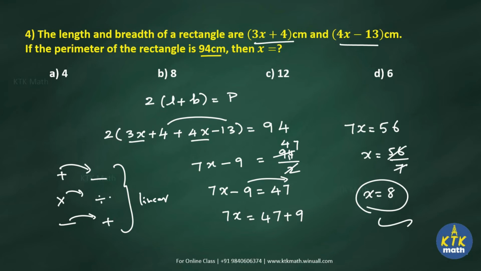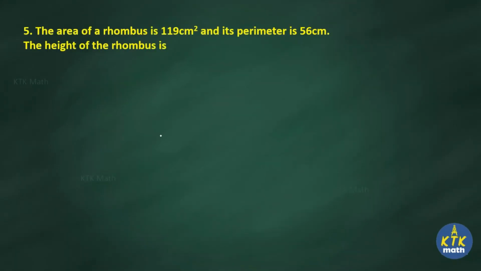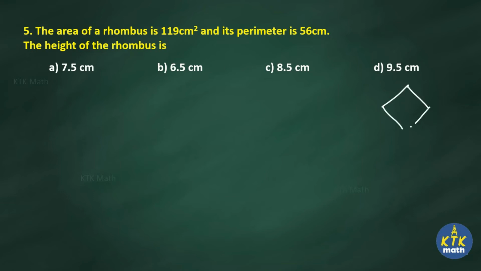Now let us move to question number 5. The area of a rhombus is 119 centimeter square and its perimeter is 56 centimeter. The height of the rhombus is asked. I hope you have an idea about a rhombus. In general we use this diagram for a rhombus, which is like a slanting square. Just like a square, a rhombus also has all equal sides. So the given value is 56, right? So 4 times A is 56. So what is A now?